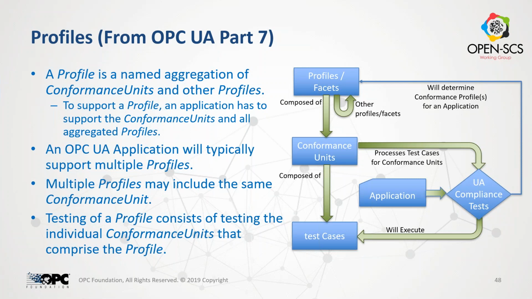So there are test cases. These test cases are run against your application based upon what profile you said you support. So the profile gives you the conformance units, which are defined in the OPC UA spec, the companion spec. Those conformance units will have test cases built for them. Those test cases will be run against your application based upon which profile you said you support. And then you get these OPC UA compliance tests, and once it's complied, you'll be able to have a certification that says, yes, we comply to all these tests.